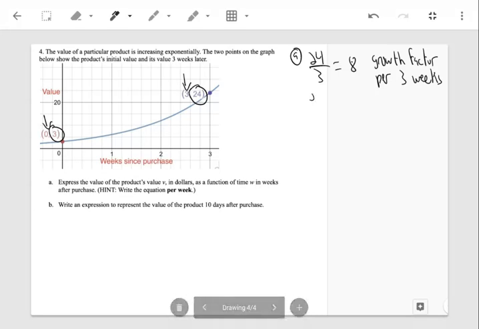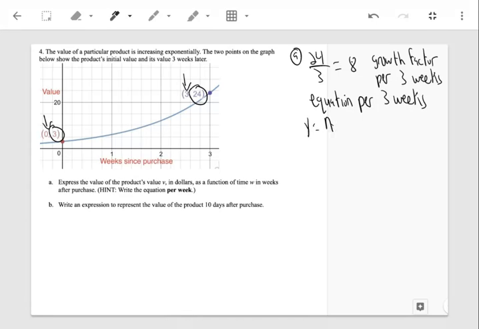So my equation per 3 weeks, y equals a times b to the power of x. My initial value we said is 3. My growth factor is 8 to the power of x. So x is the number of 3-week time periods.